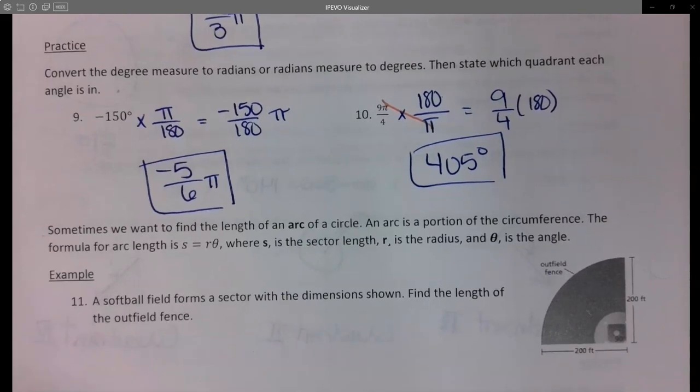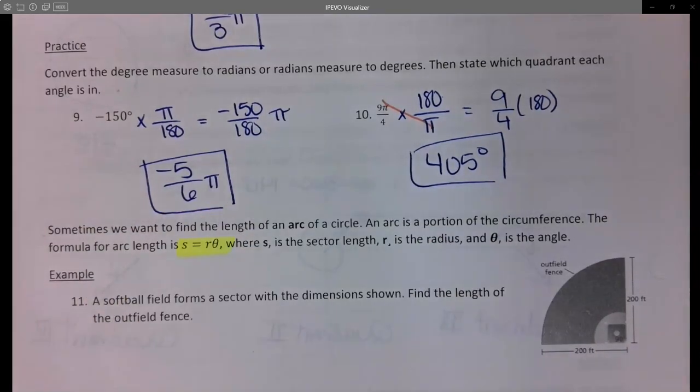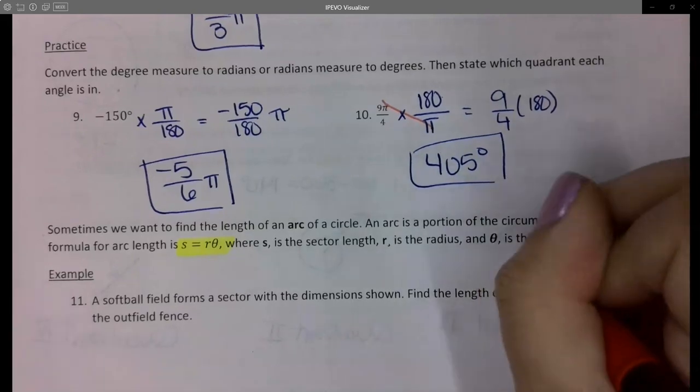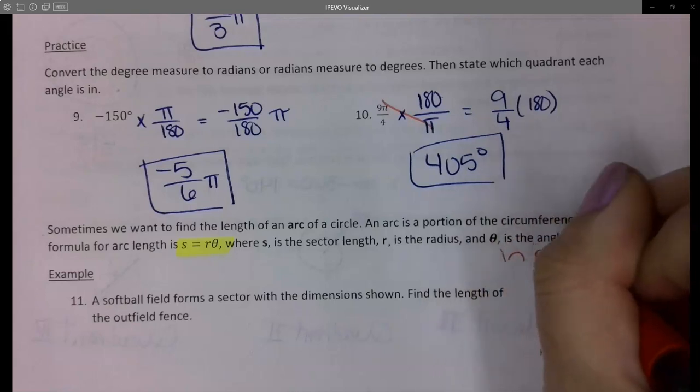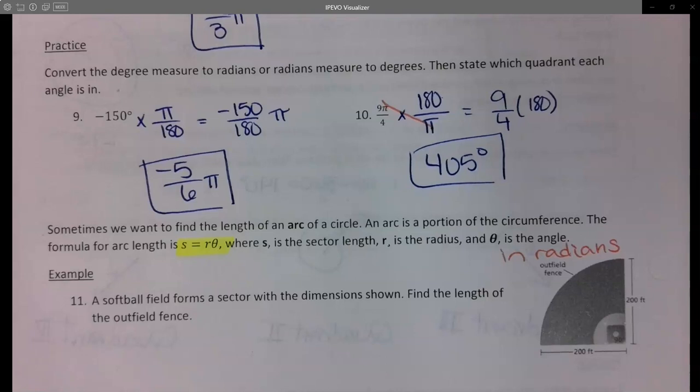The last thing we're going to talk about is the arc length of a circle. Basically, this is the circumference formula, but only for a portion of the circle. So an arc, remember, is only a little bit, so like right here. The formula is S equals R theta, where S is the arc length, R is the radius, and theta is the angle in radians. So I want to make sure I have that pi here when I'm doing these problems.